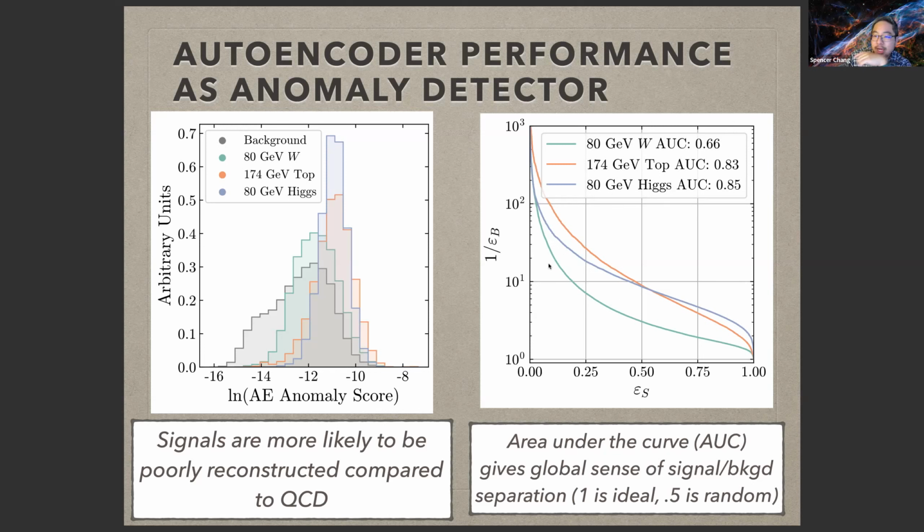Okay, so to quantify how well it does as a sliding cut, you can take the area under the curve, which is just integrating this curve under here. If it was 1, it would be perfect, the perfect classifier to find that signal. And if it was 0.5, it would be pretty poor. So you can see that here, the W is actually the hardest of these 3 signals for the autoencoder to find. And that does agree with this other analysis from the people who provide the public data set. Whereas the top and the Higgs have more separation power from the background.